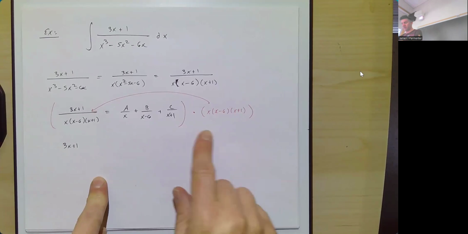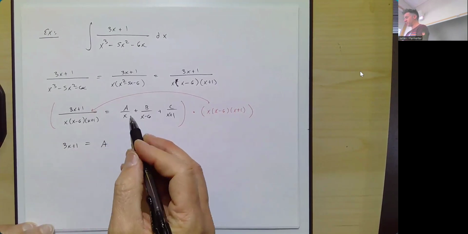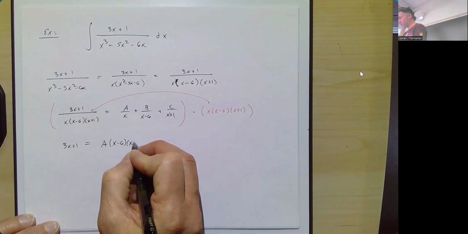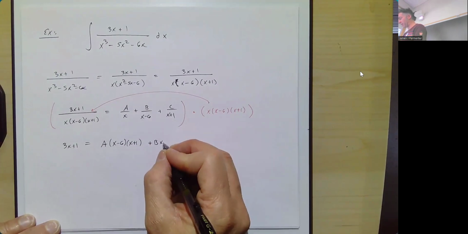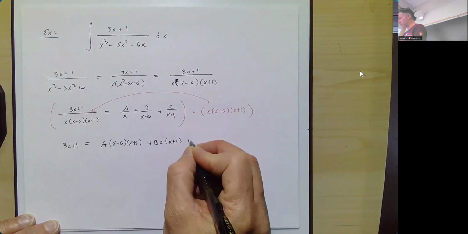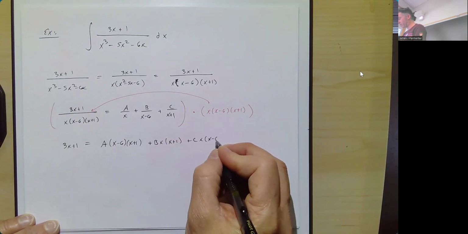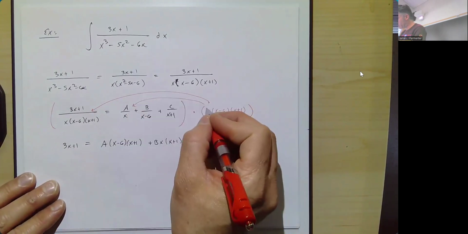You're really multiplying both sides by this, and then on the right-hand side you get a times everything except for x, so x minus 6 times x plus 1, plus b times everything except for x minus 6, so x times x plus 1, plus c times everything except for x plus 1, so x times x minus 6. That's what's going to happen when you distribute this to each of those other terms.